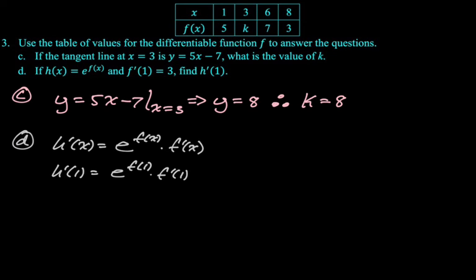There's a lot of calculus problems which are basically like, can you read a table? And I think we can, right? f of 1 is 5 from the table. f prime of 1 is 3 from the given information. So we're going to have e to the 5th times 3. You could leave that, there's nothing really wrong with it, but I think traditionally you would write it as 3e to the 5th.